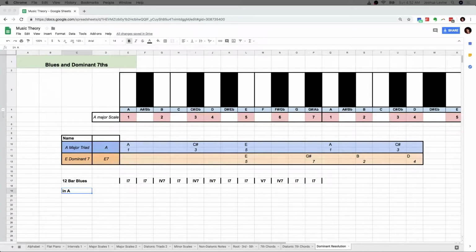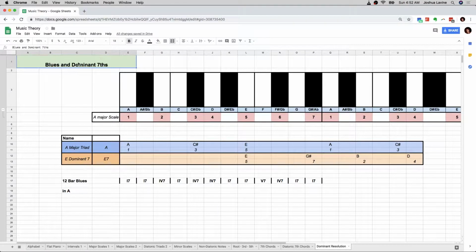While we're on the topic of dominance and dominant resolution, I want to make a quick point about the blues. Blues and dominant sevens. You, in your lifetime, have probably heard hundreds of songs that use a very common blues progression that is called the 12-bar blues. The 12-bar blues has 12 bars, in the following pattern.